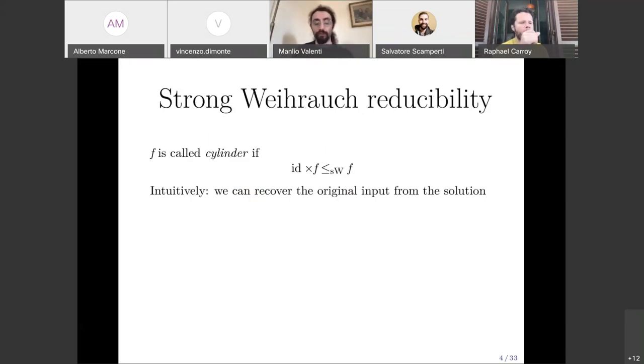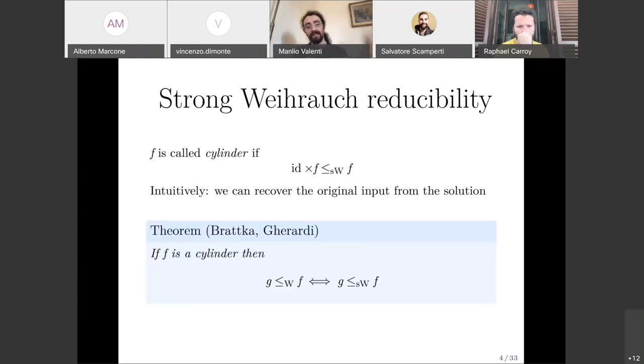Two words on Weihrauch reducibility, on strong reducibility. As I said, the idea is that you don't have to use the original input to solve your problem. In practice, a useful notion is the so-called cylinder. So this is the formal definition of being a cylinder. It means that if ID is just the identity on the Baire space, ID times F is just as hard as solving F, strongly. This reduction always holds for standard Weihrauch reducibility, but doesn't always hold for strong Weihrauch reducibility. And the intuition is just that you don't really need to use the original input because you can recover it from the solution of F.